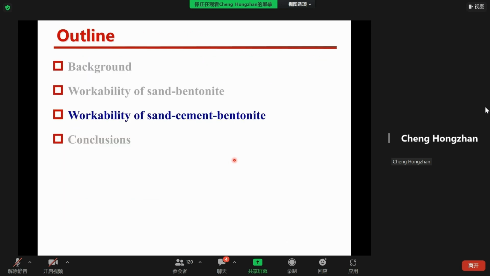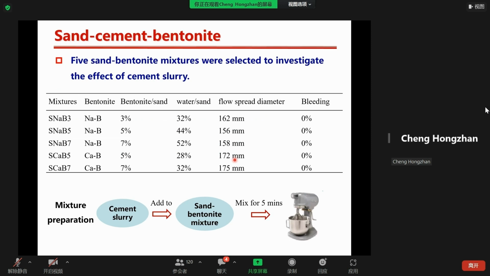Okay, the third part is about the workability of sand, cement, and bentonite, corresponding to the second stage of the TRT method. Five sand bentonite mixtures were first selected to investigate the effects of cement slurries. A similar flowability of the selected sand mixtures is selected, and no bleeding water was observed for these five workable mixtures.